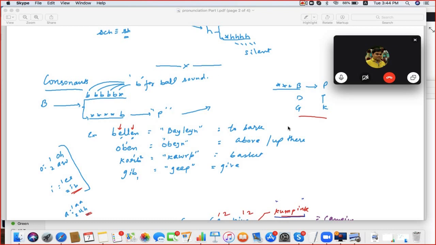The first consonant is B. Whenever B comes at the end of the word, the sound is P. B in the end is P, and in the beginning or middle it's B for Bombay. So speak the example. Berlin. Oben. Corp. Geep. Okay, Berlin, Oben, Corp and Geep.